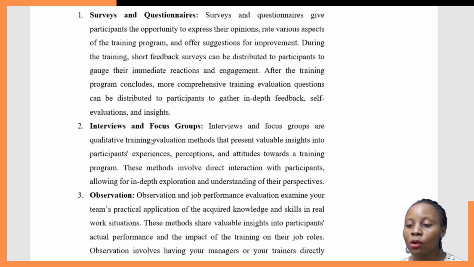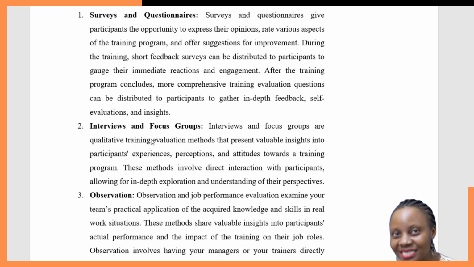But alternatively, in observation, you can also use experts. There are people who are experts in this field. Once that person comes into the organization and walks around, they will be able to tell you exactly what is happening. But one thing you need to ensure about these experts, make sure they've been there before the training, and then after the training you invite them again in order for them to give you something that is indeed concrete or relevant.